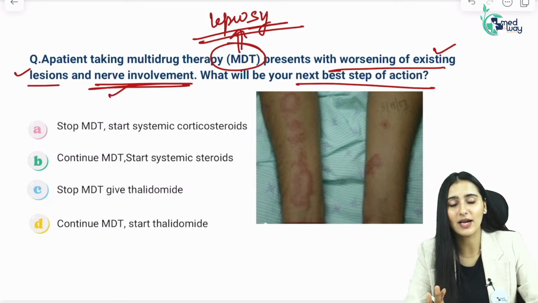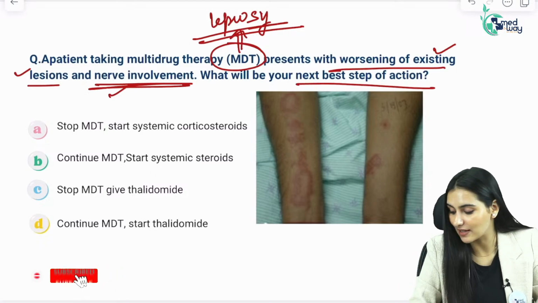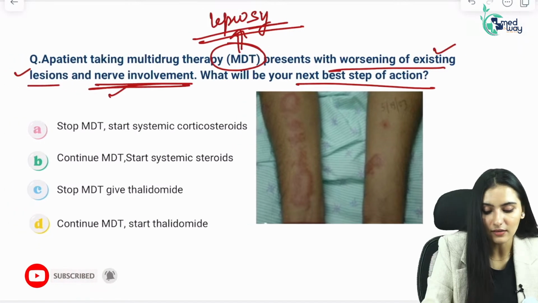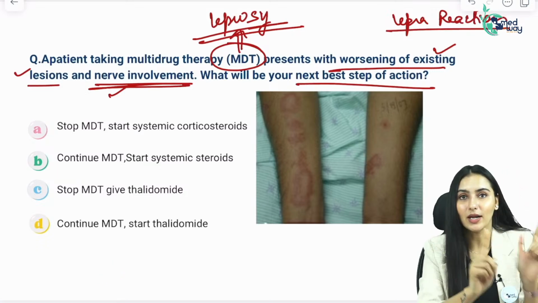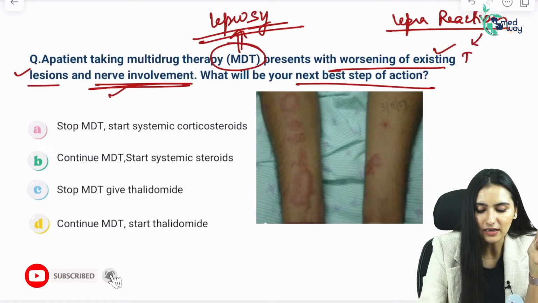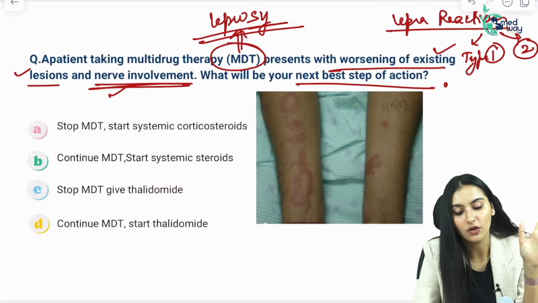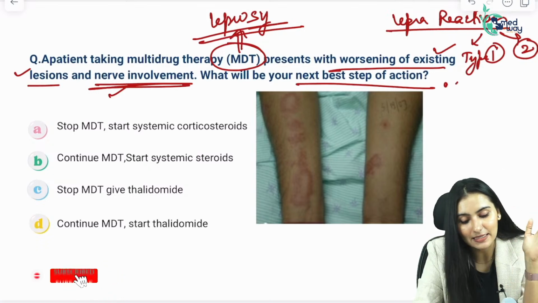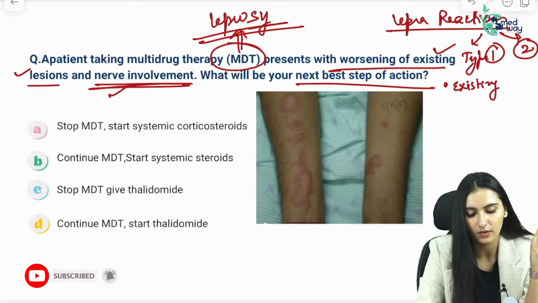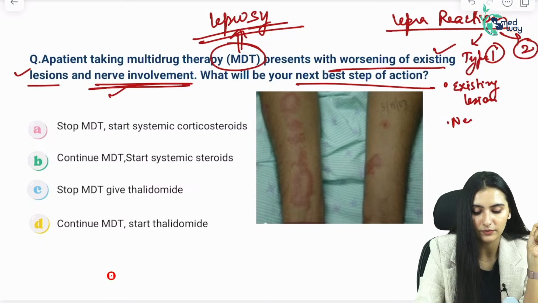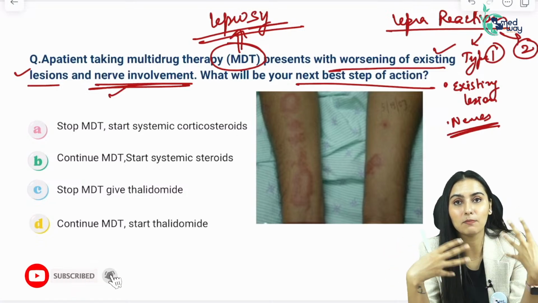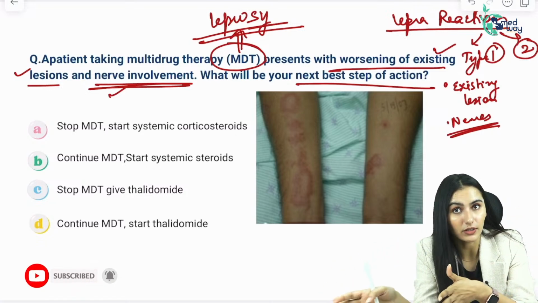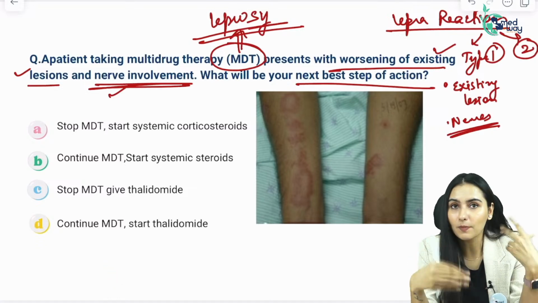What does it look like? If you guys have read leprosy, I hope you have because your exam is near. This is a lepra reaction. Lepra reactions are type 1 and type 2. Generally type 1 and there is type 2. Okay? Type 1 lepra reaction, you have problem with the existing lesions and nerves are involved. So type 1 reaction is an upgrading reaction. The patient is getting better. Immunity was not there earlier, but it has started developing now. So now the patient has immunity.